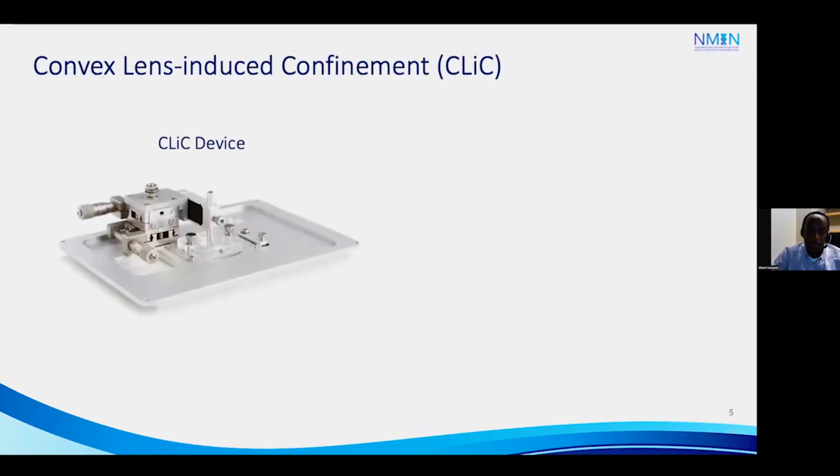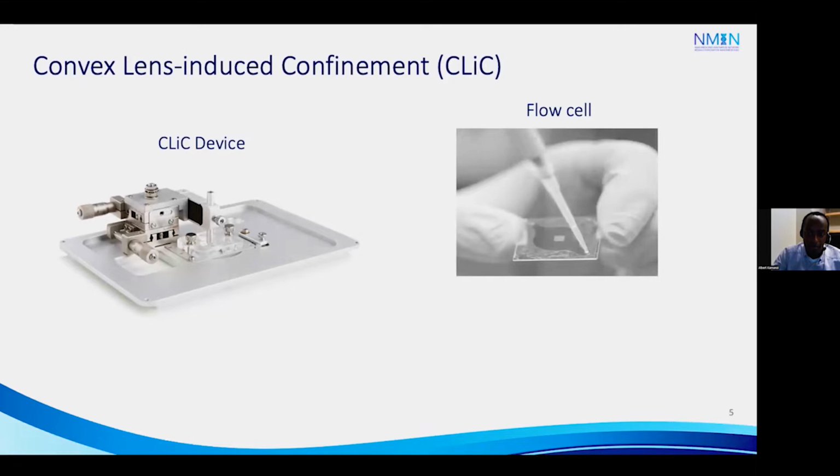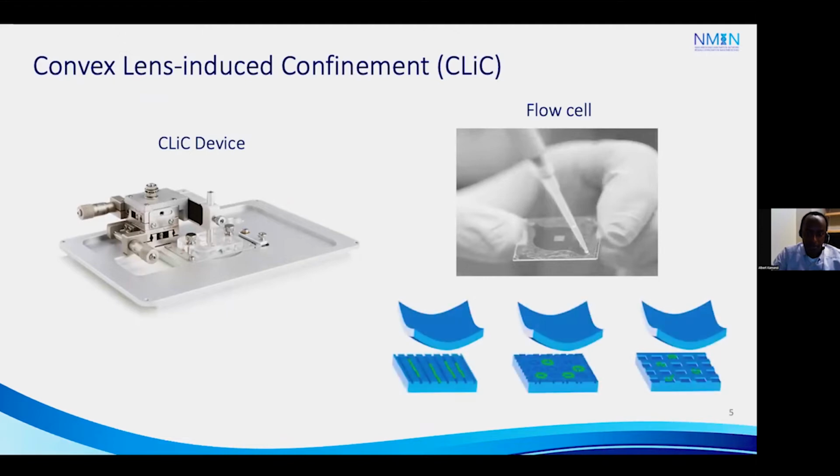We are using a technique called Convex Lens-induced Confinement. This technique was developed by my supervisor, Professor Sabrina Leslie, and it involves using a custom device called the CLiC device, shown on this slide. This device is made up of a glass flow cell that's made up of 2 cover slips with inlets on both ends, and a spacer tape that forms the chamber of the flow cell. Then one of the surfaces of the flow cell can be fabricated with micro features which allow us to trap different molecules or particles in the surface.